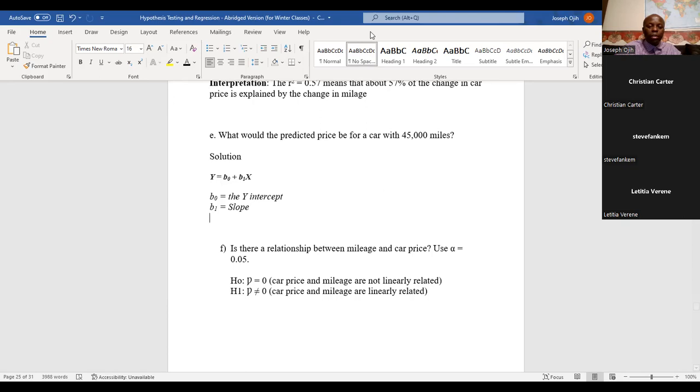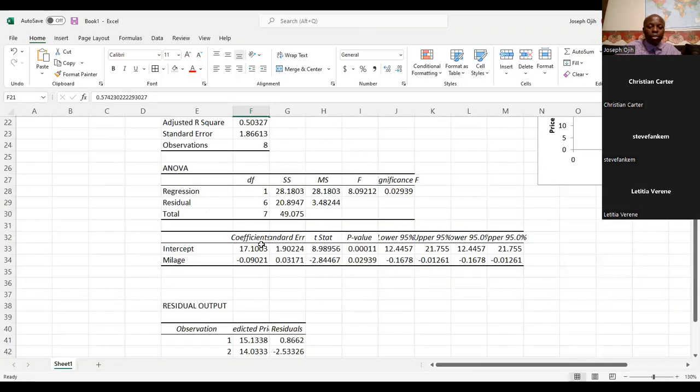I'm going to show you what represents B0, in my Excel output. This is our B0 right here. And this is our slope. Okay, that's our slope. So I'm gonna make it yellow. Let me write it down so we can now put them in the equation that we have. B0 equals 17.1. B1 equals negative 0.09. Because the B0 is 17.10 and the slope is negative 0.09.